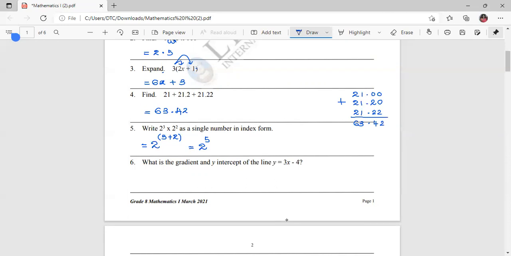It's very easy. You just added the indices 3 plus 2 and the answer is 2 to the power 5. Then we'll move to question number 6.